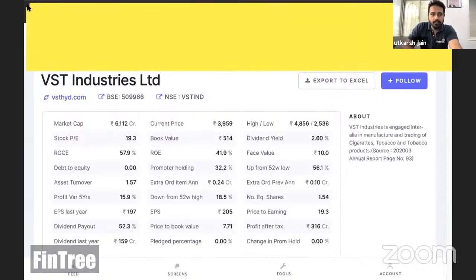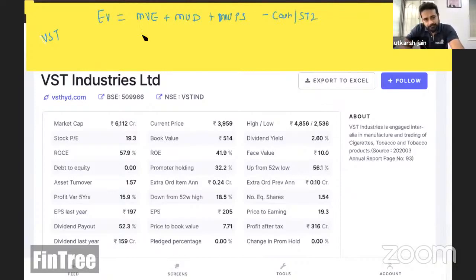So let's do a similar type of analysis for VST now. So first we will calculate the enterprise value: market value of equity plus market value of debt plus market value of preferred stock minus cash minus short-term investments. So market value of equity is 6,000. It's a really, really small company, 6,112.